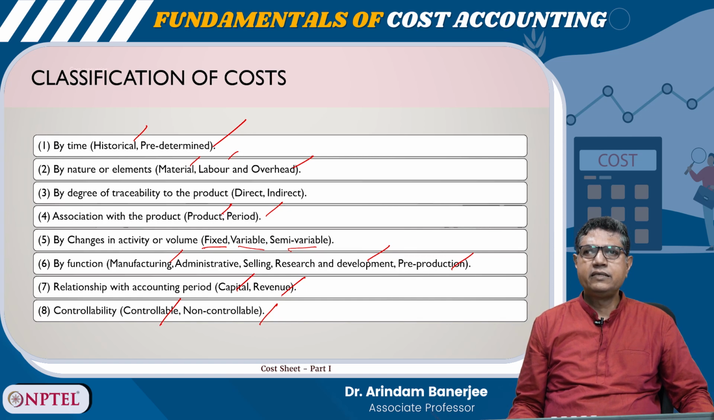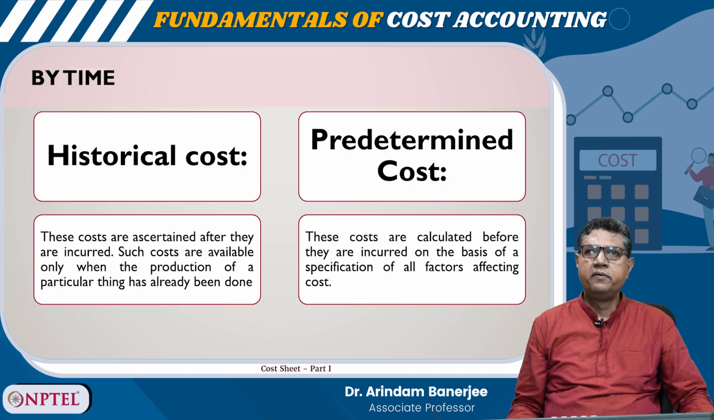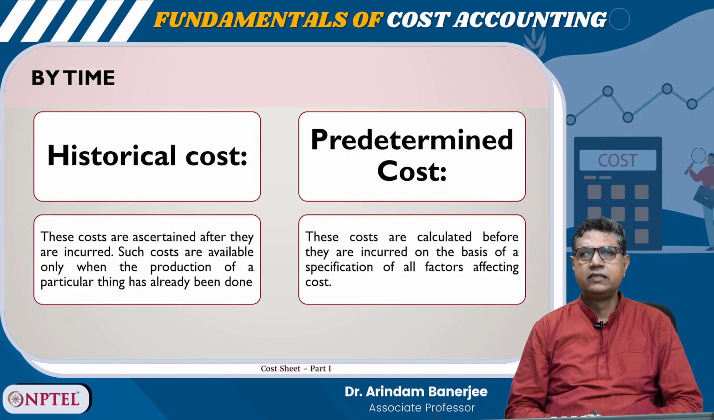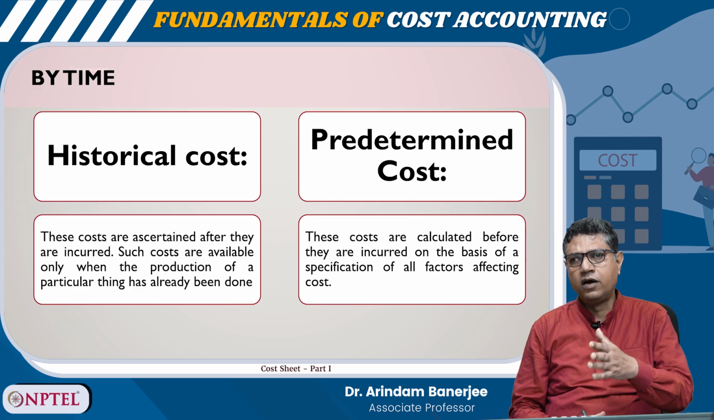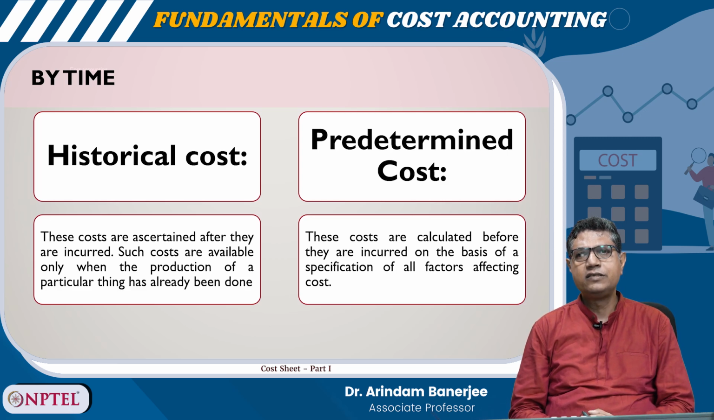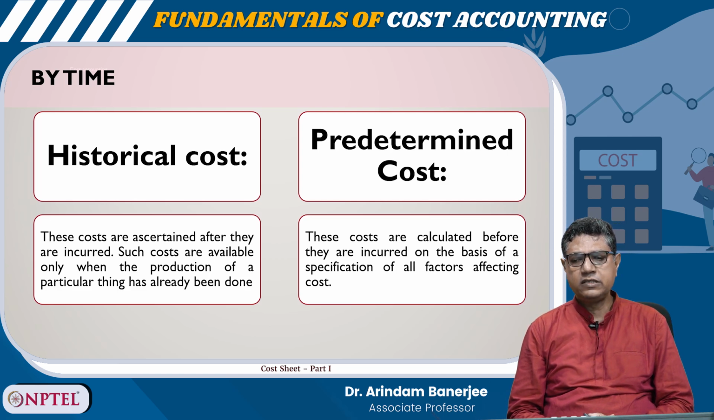So these are the basic types of classification of costs, right? Understanding of this, we will discuss this cost in detail now. Understanding of these costs is necessary because many of our decisions are linked to the cost behavior with time, cost behavior with production. So historical cost first, these costs are ascertained after they are incurred.